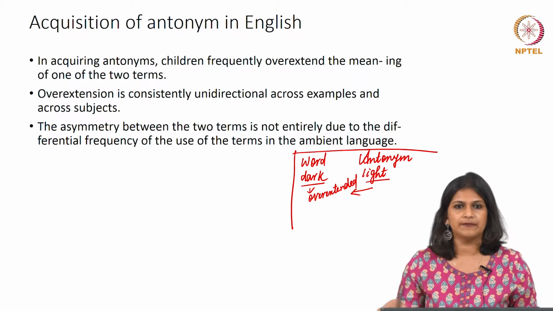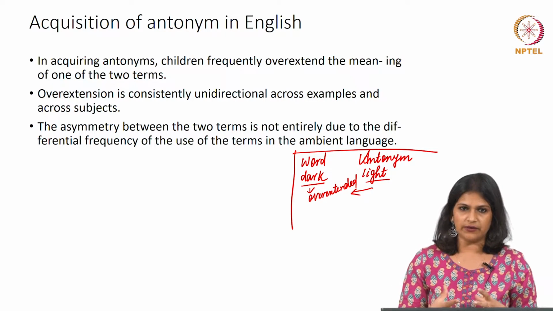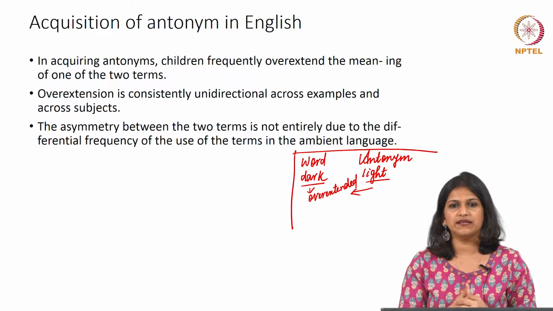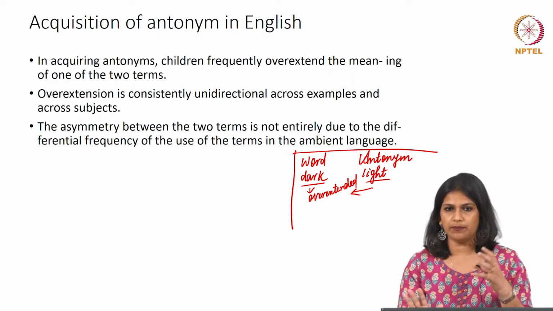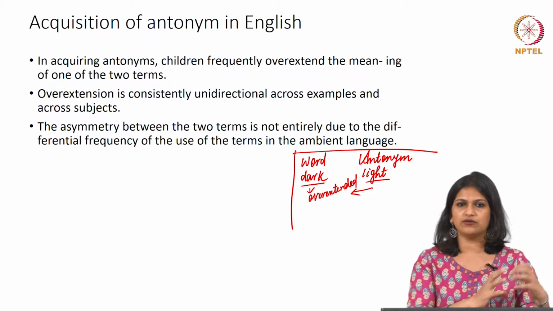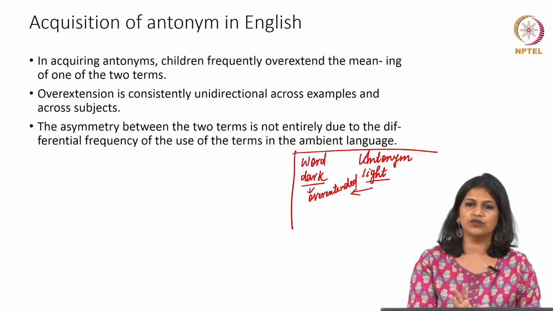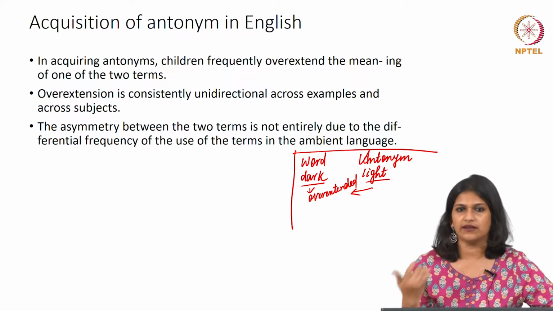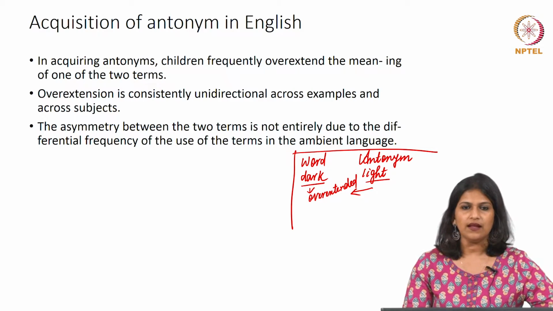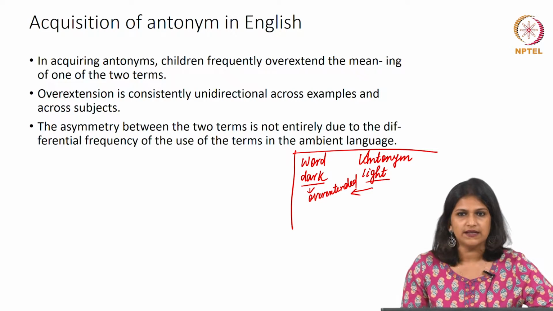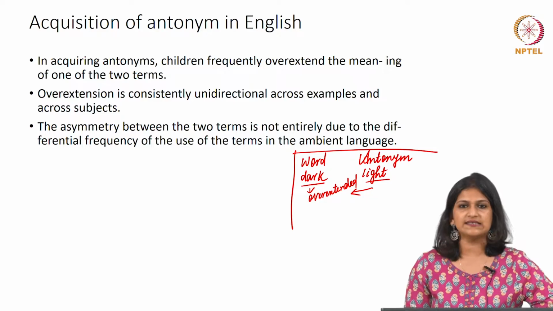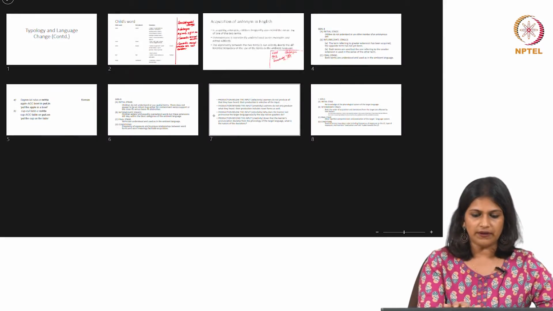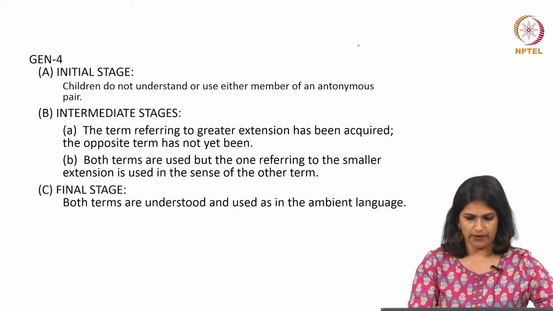In other words, greater frequency of the positive antonym would cause its meaning to be extended to the negative pole. So, if the positive meaning is overextended, it is going to also affect the negative meaning, or the negative pole of it. So, what happens in this case? As far as antonymic pairs are concerned, when the child is acquiring this language, there are a couple of things that you need to remember. Okay?